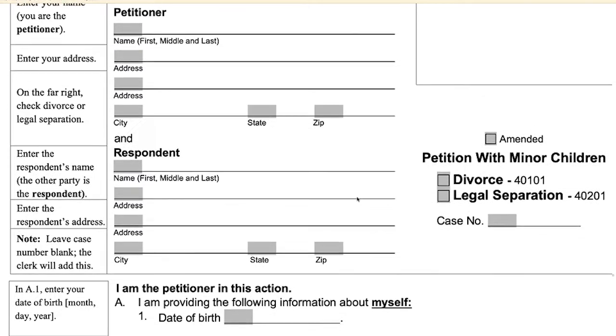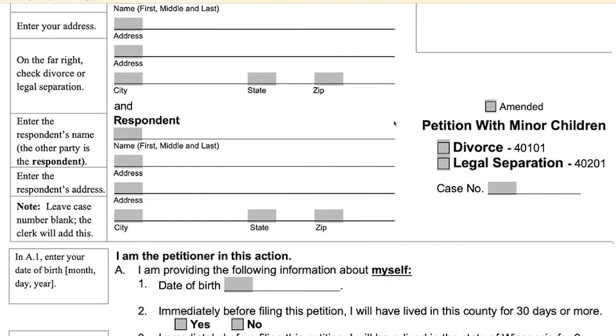Moving on down this first page, you'll see the title of the document, Petition with Minor Children. And then you'll see two options here, divorce or legal separation. These are two very different things. They use the same paperwork to begin a divorce proceeding or to ask for a legal separation, but they are not interchangeable. They even have different case codes, as you can see here. A legal separation is not a divorce.